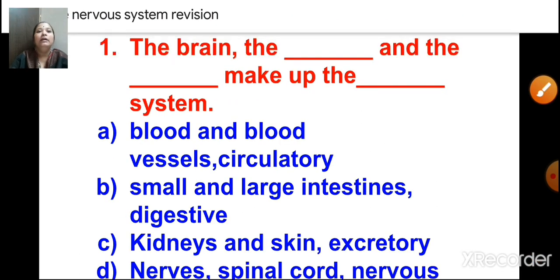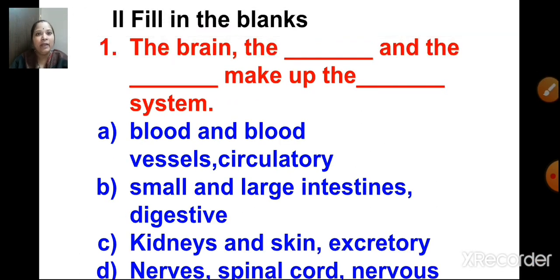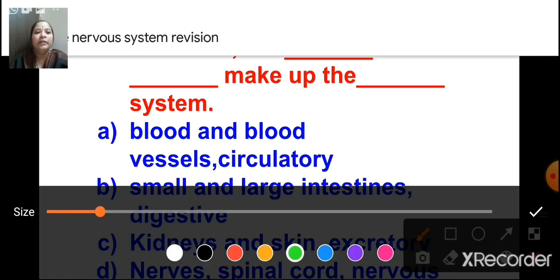Now, the next question is fill in the blanks. And the first one is, the brain, the dash and the dash make up the dash system. And the options are blood and blood vessels, circulatory system. Next is small and large intestine, digestive system. Kidneys and skin, excretory system. And the last one, nerves and spinal cord, nervous system.